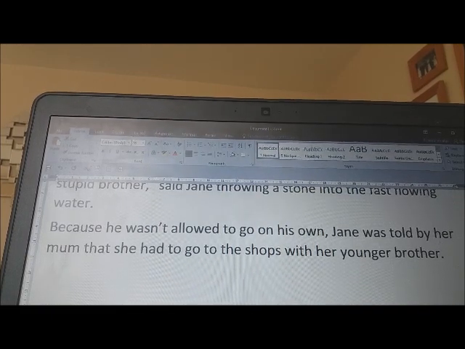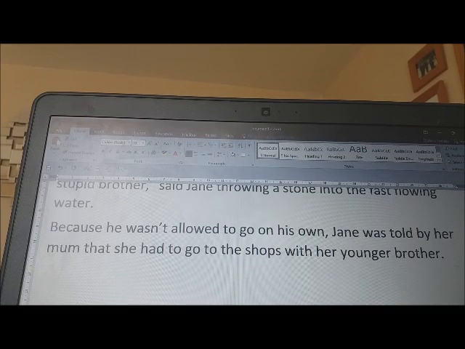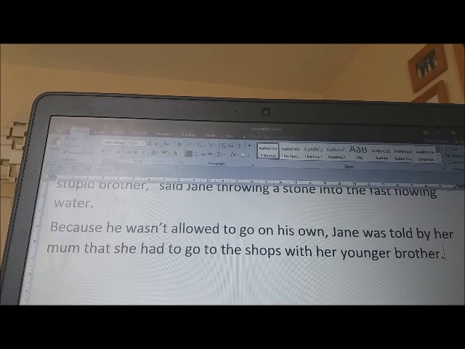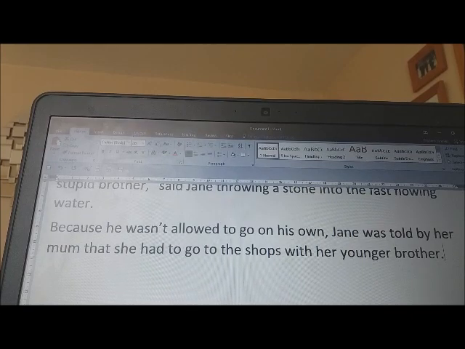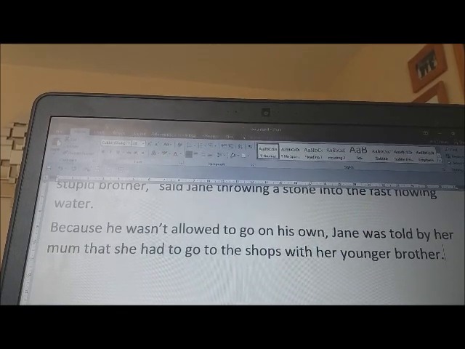And full stop. Right, now I've done a lot of messing around with that sentence, so just make sure that it's correct. Because he wasn't allowed to go on his own, comma, Jane was told by her mum that she had to go to the shops with her younger brother.